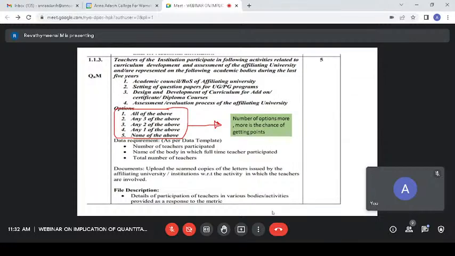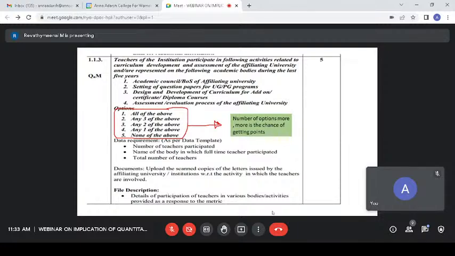The teachers of the institution participate in the following activities related to curriculum development and assessment of the affiliating university and are represented on the following academic bodies during the last 5 years: Academic Council, BOS, setting of question papers, design and development of curriculum for certificate, add-on, diploma courses, assessment and evaluation process of affiliating university. Now, many teachers participate in such kind of things. Now, what is it that they are giving? Look at the options that have been mentioned over there. The options say all the above, any three of the above, any two of the above, any one of the above, none of the above.